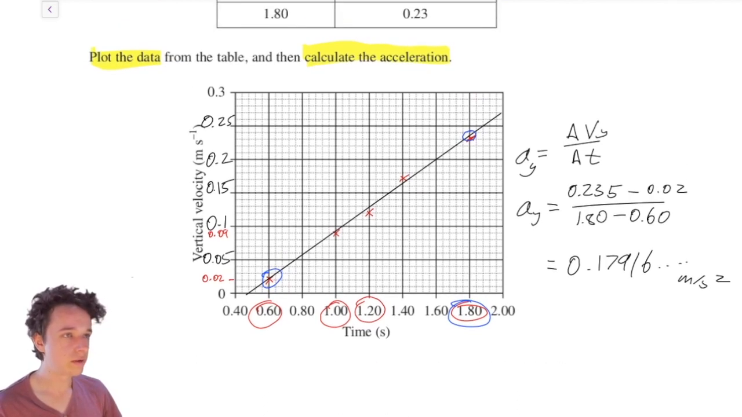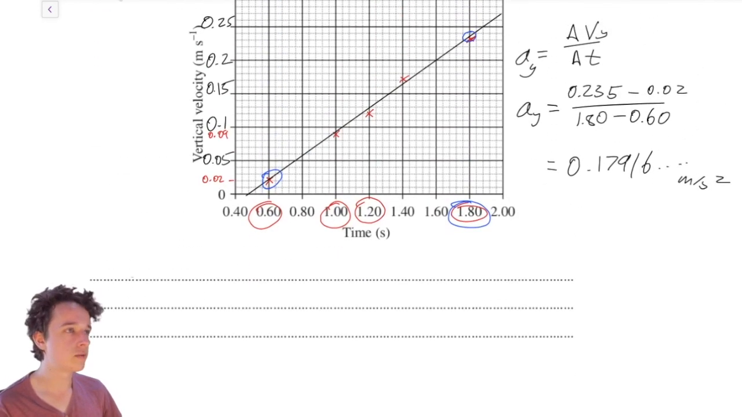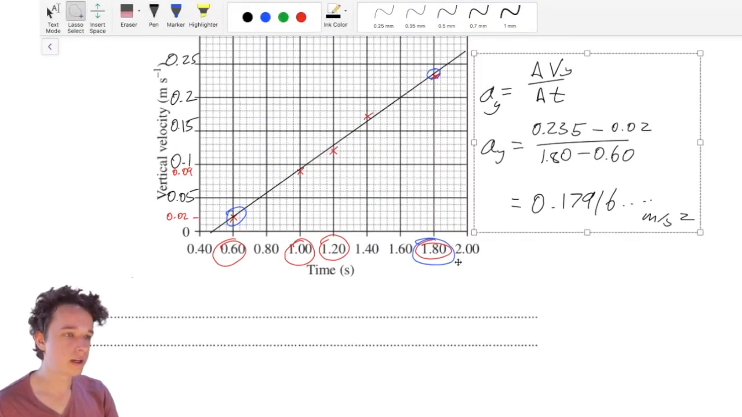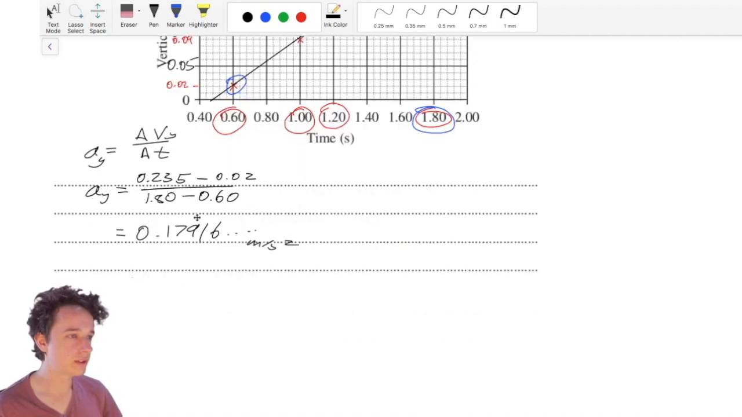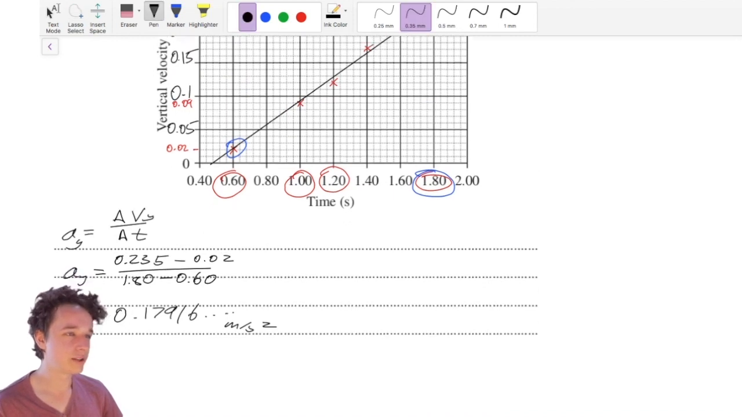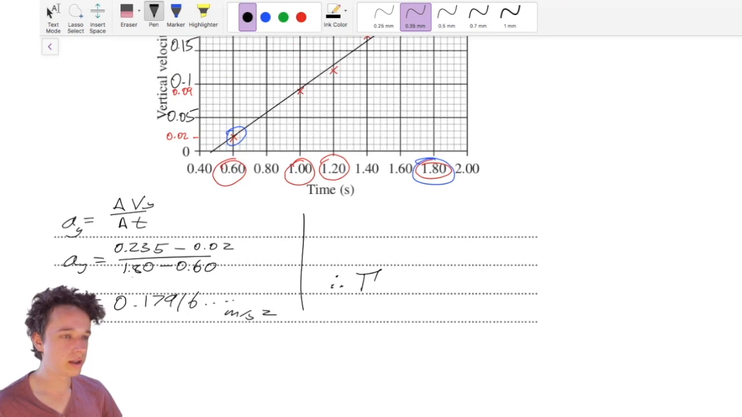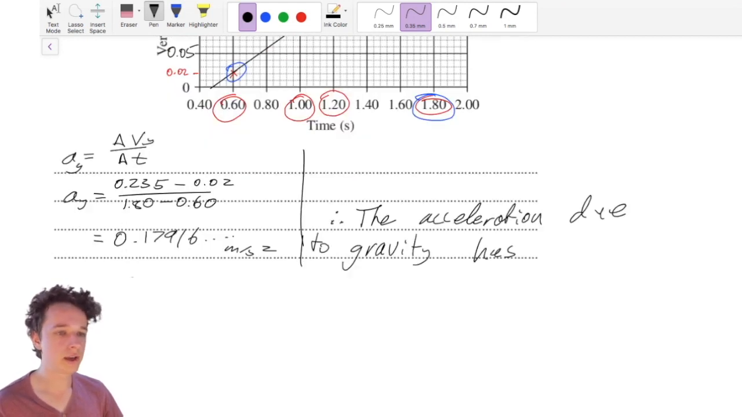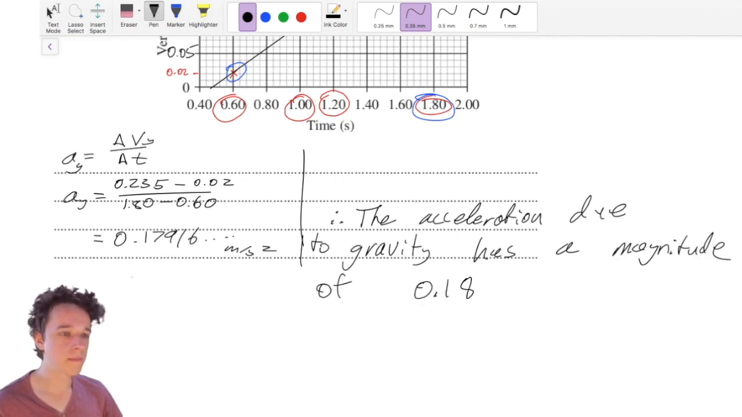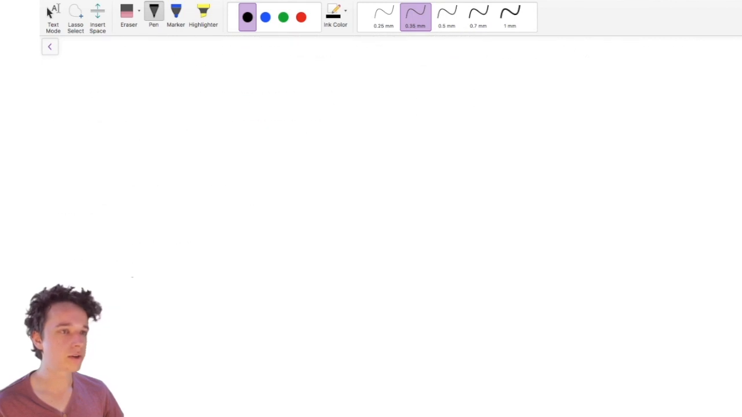And so therefore we can say that, and maybe I should have actually done all this working down here. Let's try and make this fit. Okay, roughly. Anyway, you know what the working is anyway. Therefore the acceleration due to gravity has a magnitude of 0.18 meters per second squared to 2 decimal places. Underline that value and go to the next question.